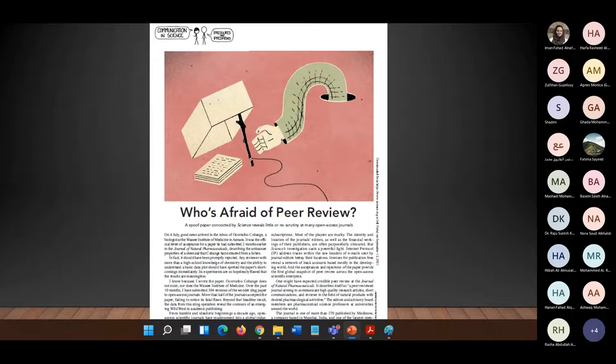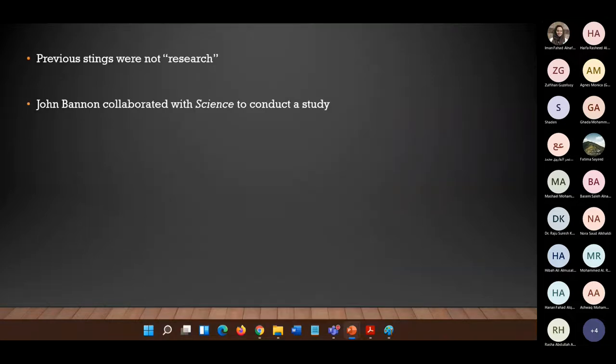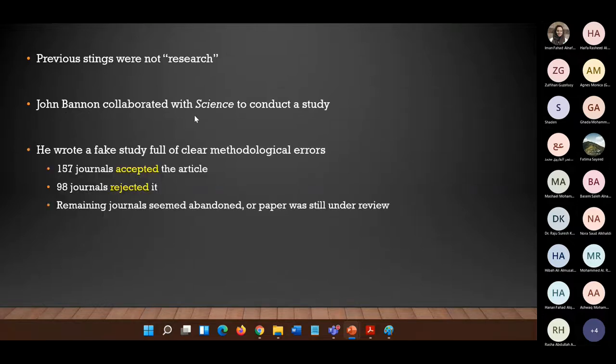This paper was published in Nature. You can see a spoof paper concocted by Science reveals little or no scrutiny at many open access journals. So sorry, this is in Science, not Nature. So what's the story behind this journal? So previous things were not researched, so somebody called John Bohannon collaborated with Science to conduct this study. He wrote a fake paper full of clear methodological mistakes, and he sent it to a number of journals, and close to 160 journals accepted it.